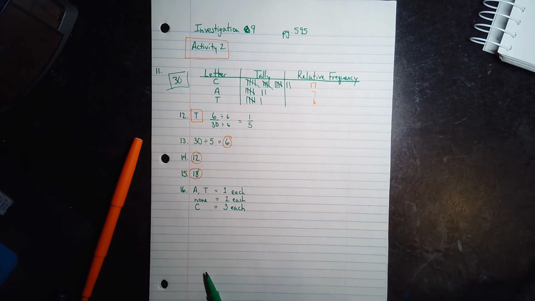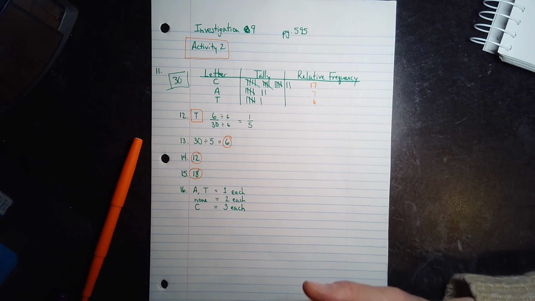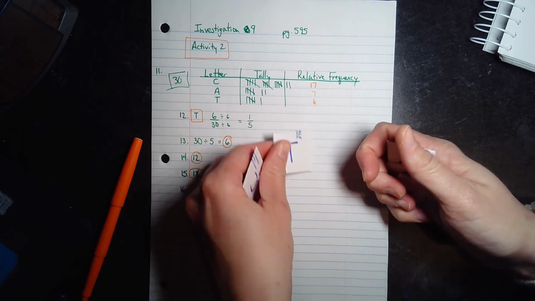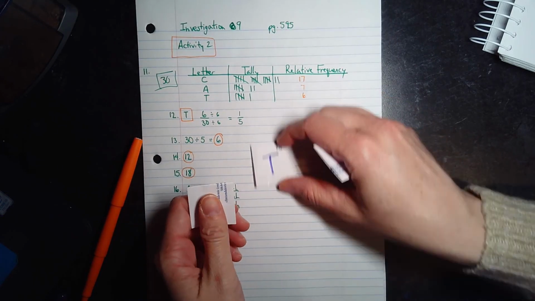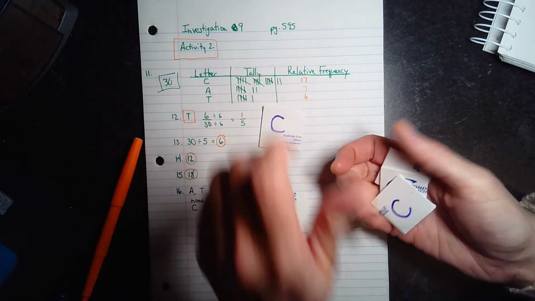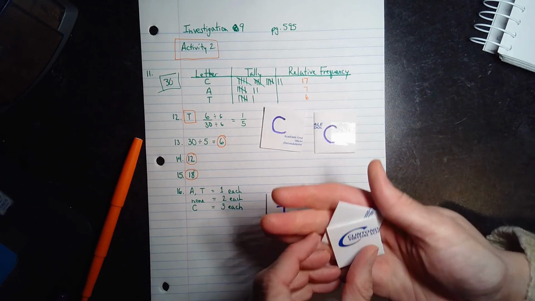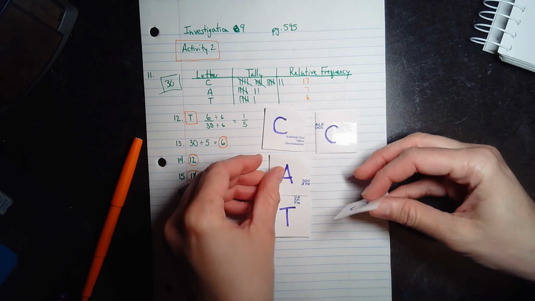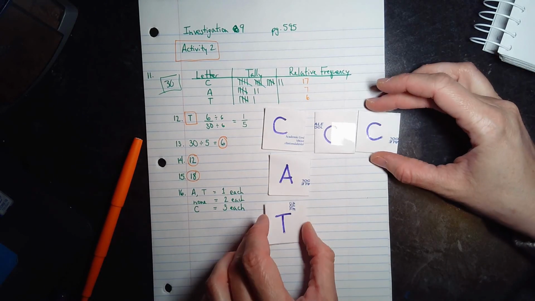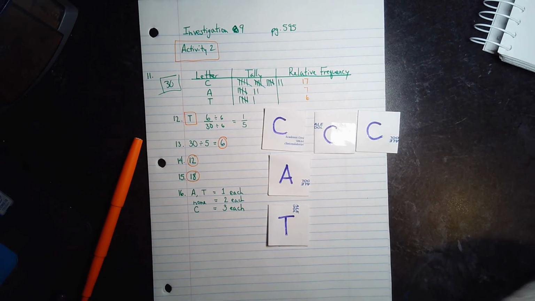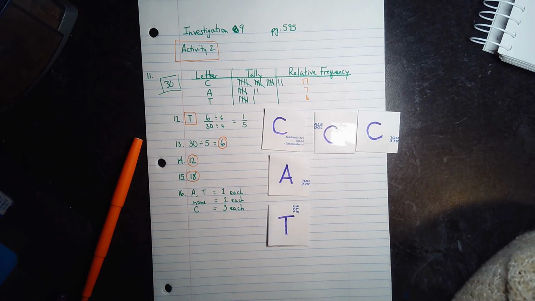Really, really close. So let's take a look for the big reveal. I have a T, a C, another C, an A, and look at that, another C. So my experimental data fits with our predicted probabilities. Pretty sweet, huh?